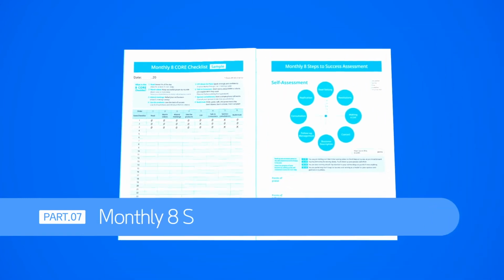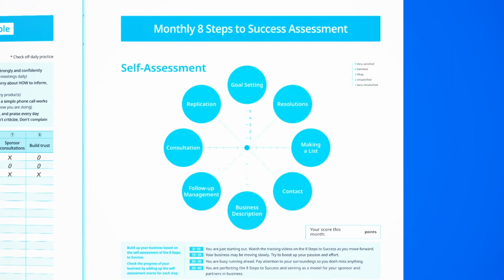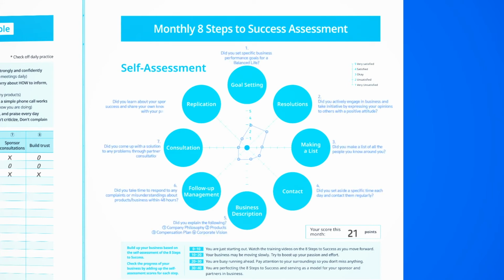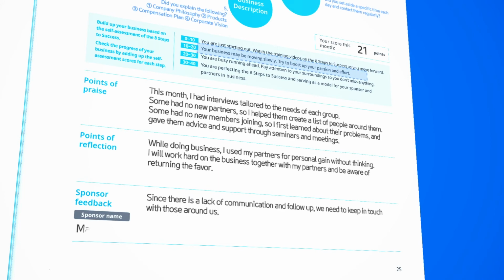Part 7, monthly 8 steps to success assessment. Here you can write a self-assessment of your own monthly business activities. Writing tip: evaluate yourself on a scale of 1 to 5 on each category of the 8 steps to success. Calculate the growth of your business by connecting these dots and adding up the total score each month. Improve your business by using the self and sponsor feedback and reviewing your actions.